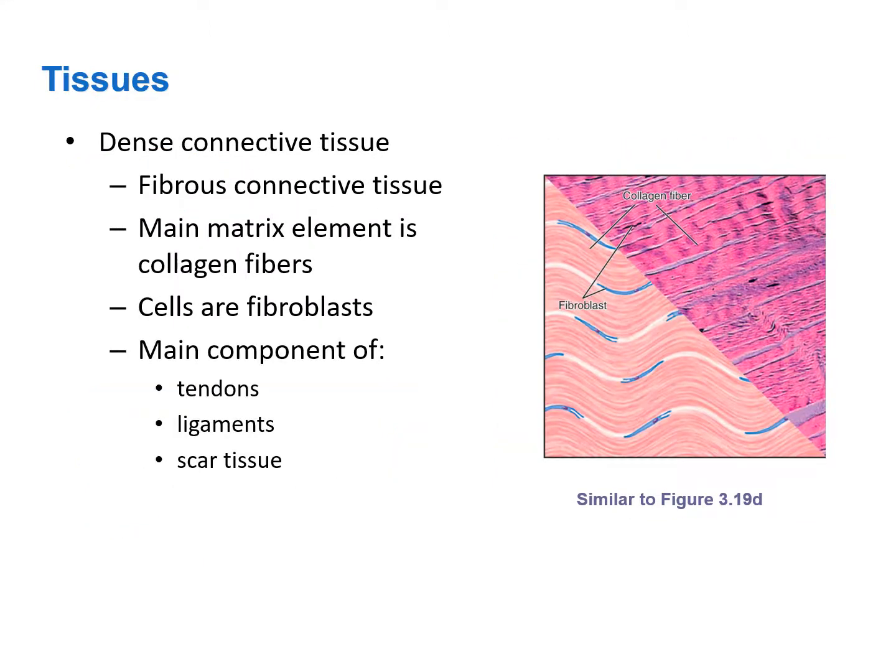Dense connective tissue is a very fibrous connective tissue. Its main element is mostly collagen fibers. The cells in it are fibroblasts, and these are the main components of tendons, right? And again, tendons connect muscle to bone, and ligaments connect bone to bone. And if you have scarring, this dense connective tissue will exist in there as well.